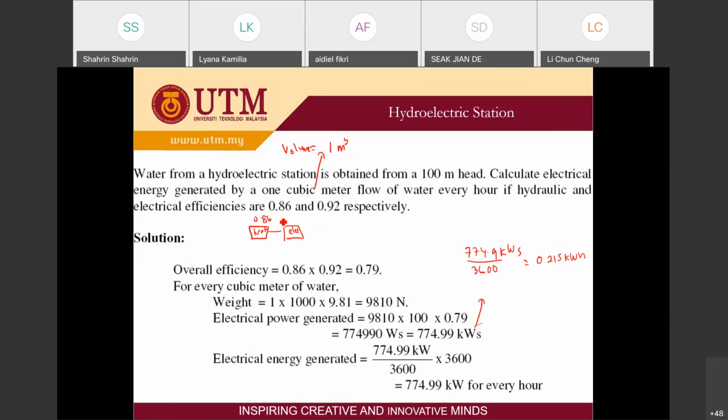So 0.86 and 0.92. The overall efficiency of the system is just the multiplication of the efficiency of the first subsystem and the efficiency of the second subsystem. So for the overall efficiency, you just multiply the efficiency of all subsystems inside the system. You will receive 0.679. This is the overall efficiency.